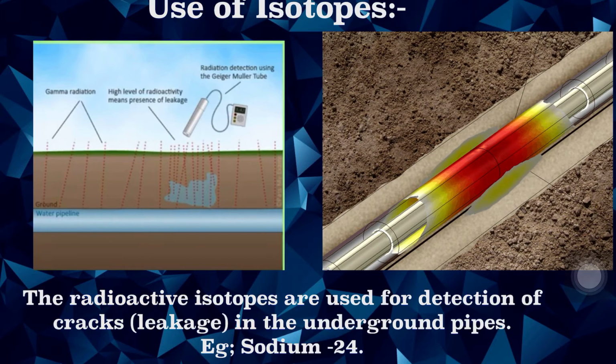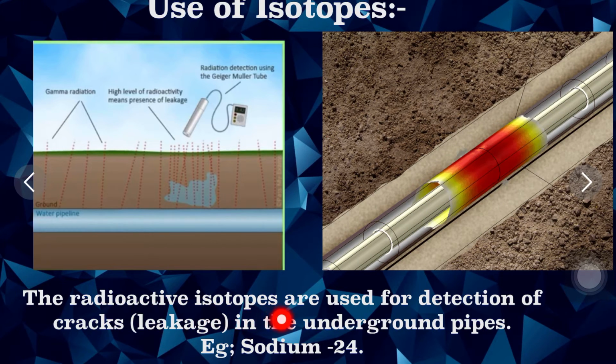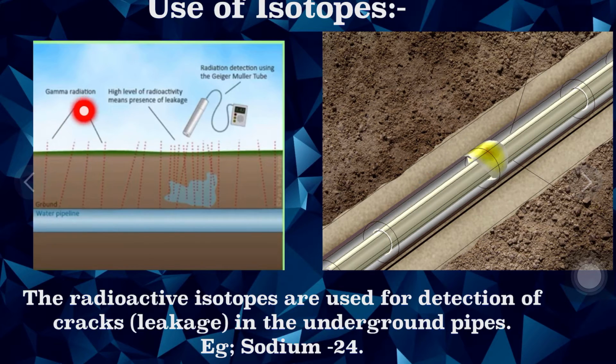Then radioactive isotopes are used for detection of cracks, that is leakage, in underground pipes. For example, sodium 24. For this work, sodium 24 has been used.